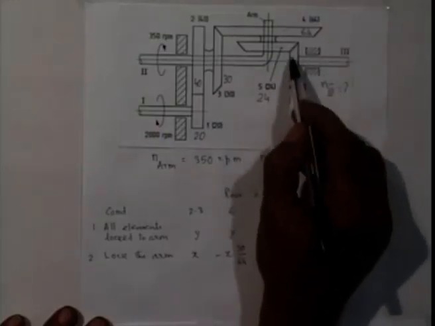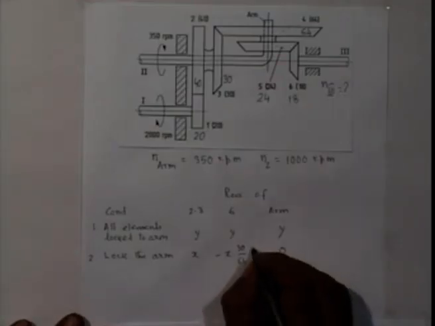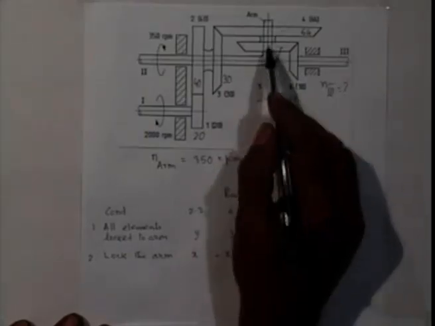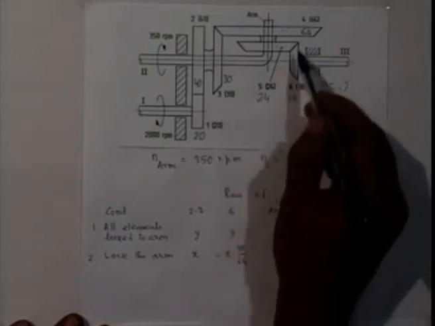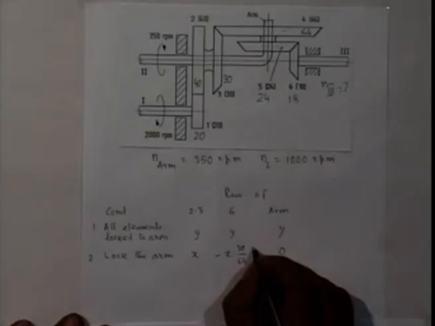Then the ratio here is, rotation of this I get as minus x, not minus, because their rotation is in different direction. So, I am not talking of that. 6 is rotating due to this, is 24 by 18.